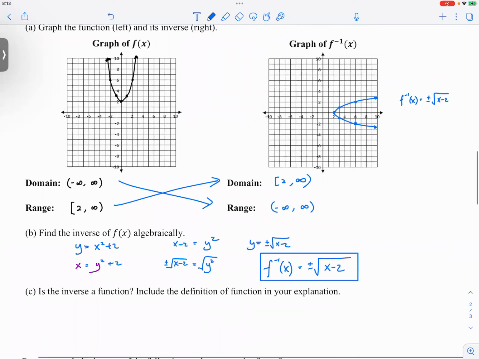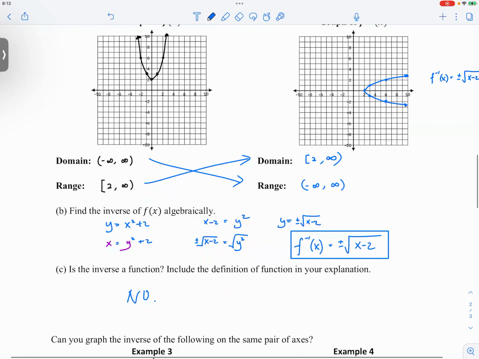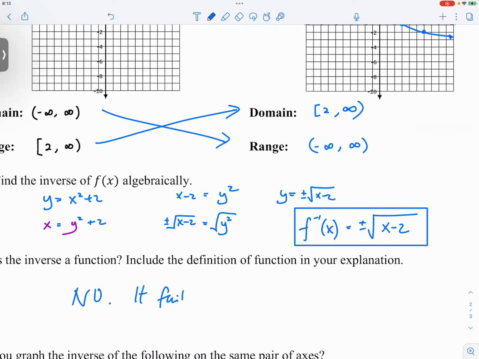So now let's go ahead and address part C of the question. Is the inverse a function? What do you say? Is the inverse a function? We say no, because what's the proper way to address the justification? Yeah, you can simply say it fails the vertical line test. Okay, that would be sufficient. Okay, it fails the vertical line test.